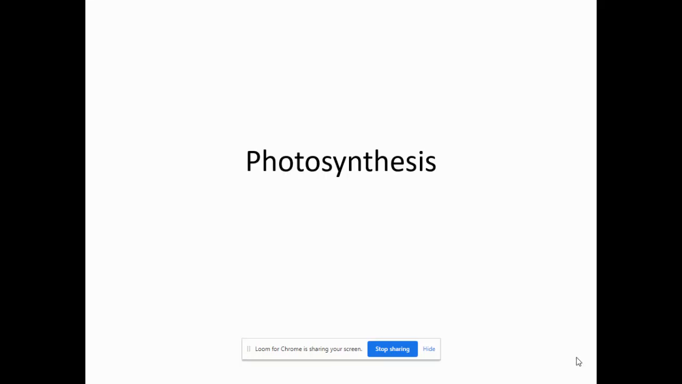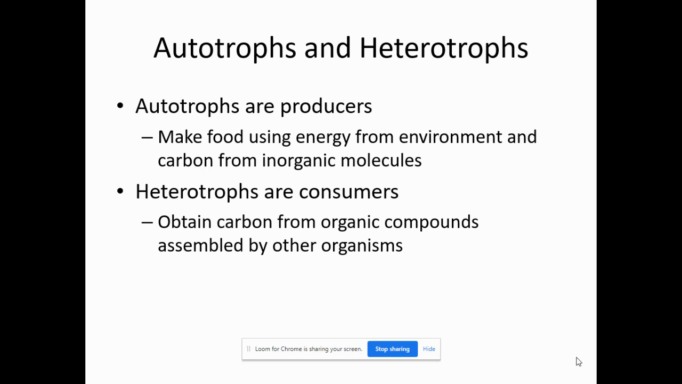All right, so last week we talked about cellular respiration, and that was the process that cells undergo to harvest energy. Okay, they're breaking down carbohydrate, usually glucose, to produce ATP. Okay, but we need to talk about how that carbohydrate, how that glucose is made in the first place, and that is made through photosynthesis. Okay, so let's take a step back.